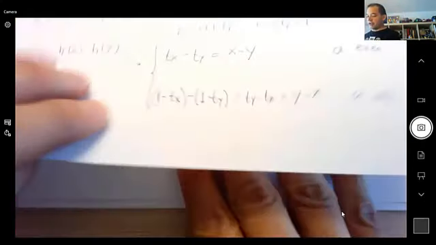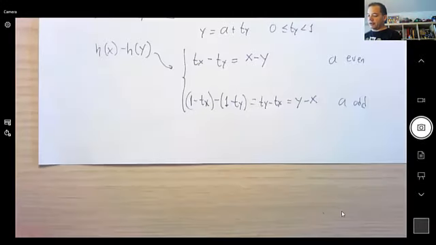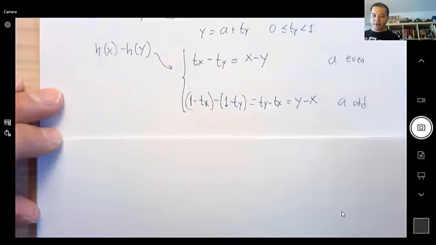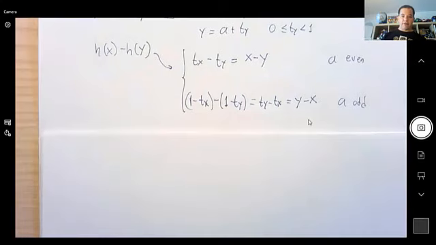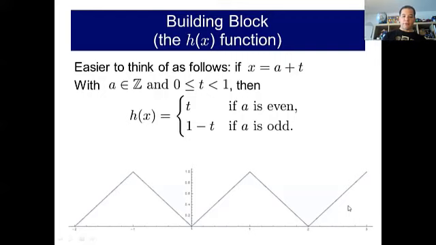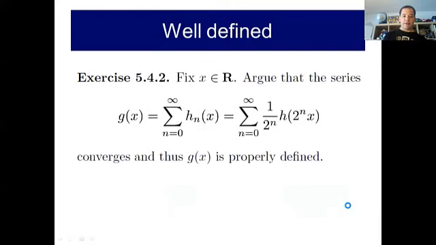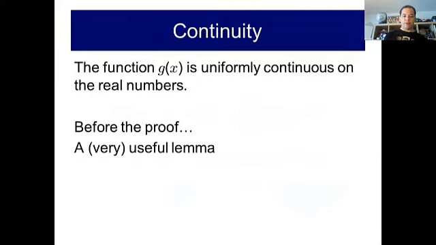Okay, now let's do the other case. It's a little bit more elaborate. Let's go back to the presentation so we can see the assumptions.